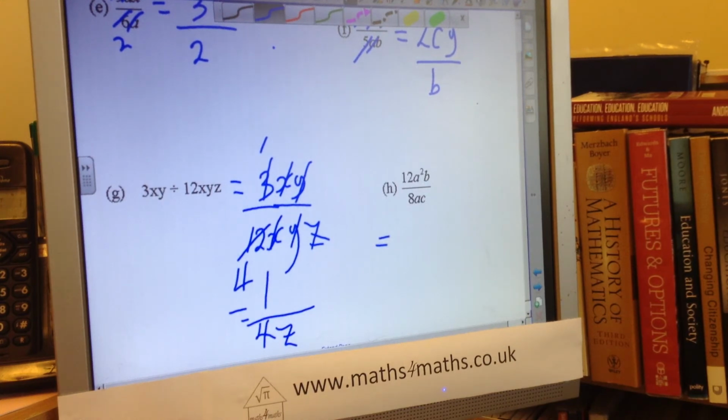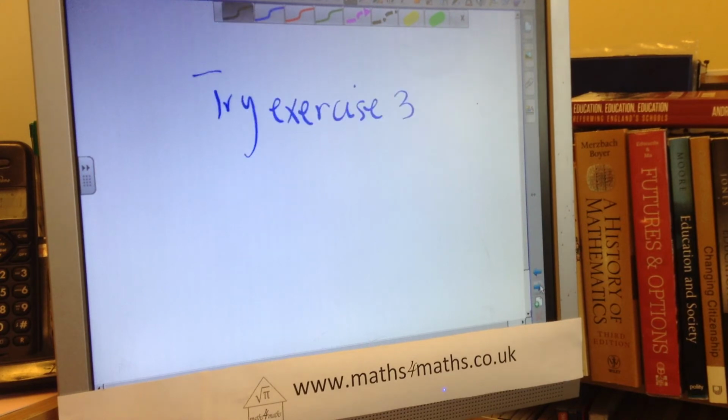Next one, the common factor of 8 and 12 is 4. 4 here 2, 4 here 3. So we are left with 3 in the numerator, and then 2 in the denominator in terms of numbers. The a's: one of the a's will cancel one of them here, so we're left with only 1a. And there is no common factor in the numerator and denominator. So we'll have b, c. Try exercise 3.